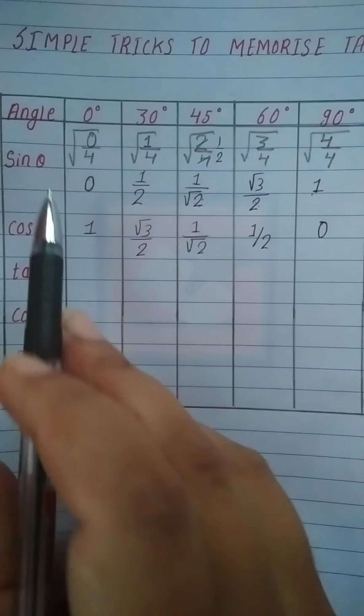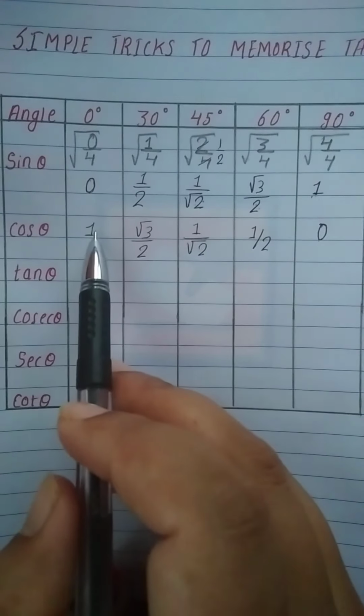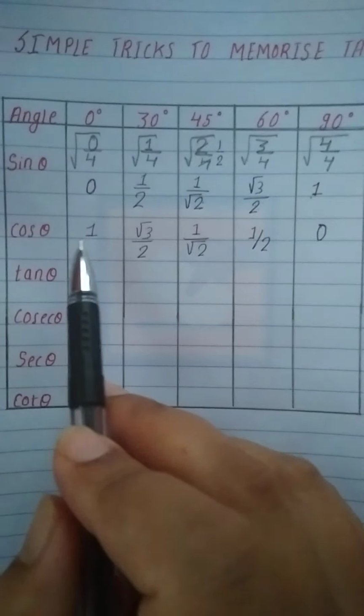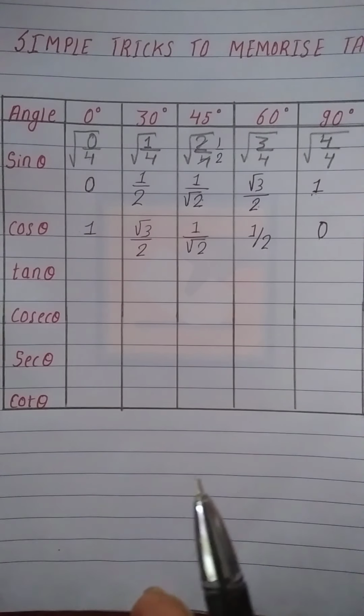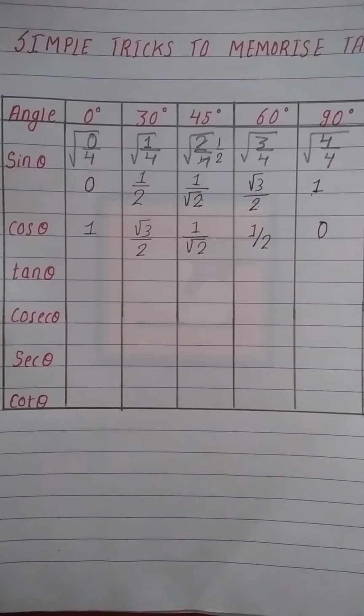Now you can see sine 0 degree is cos 90 degree. So cos 0 degree is sine 90 degree. So all the values are reversed. This is how you can identify sine and cos values, right? Now once you are done with sine and cos values, you can easily find out the values of tan, cosec, sec and cot with the help of another formula.